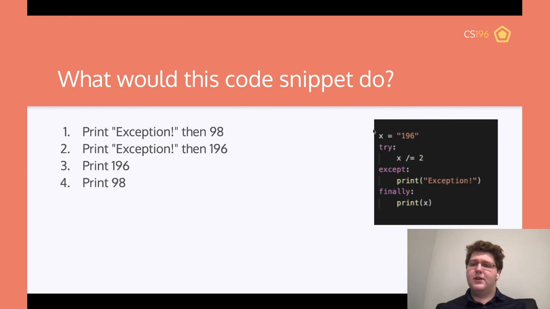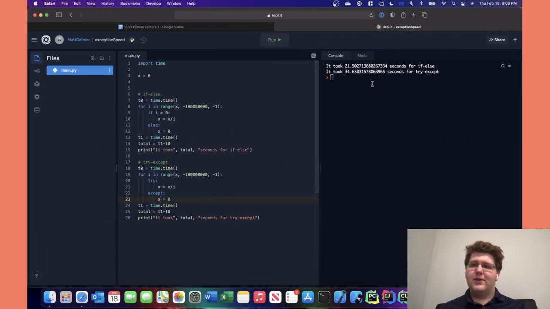Okay. So in this case, x is set to 196, and it's going to try and divide it by 2. Can't really do that because it's a string. And so it's going to print exception, and then it's going to print x afterward. So in this case, it's going to print exception and then 196. So the answer would be 2 in this case. And if we go back over, yeah, there we go.